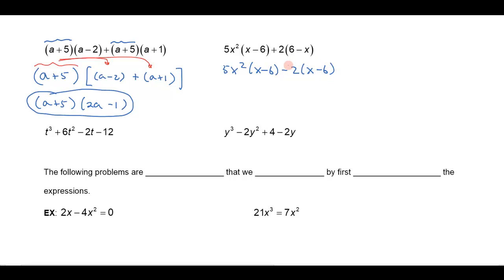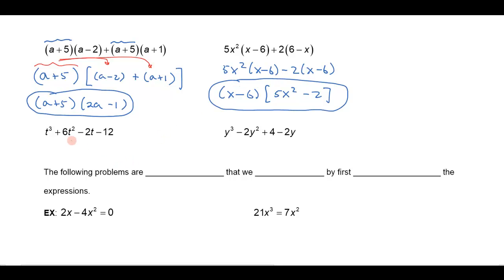Just double check. Notice if I multiply negative 2 times x, that's the same thing as 2 times negative x. And the negative 2 times the negative 6 here, that's a plus 12, and that's the same as 2 times 6 up here. So it really does work. But now that I've done that, you can see that I have a common factor of x minus 6, and then I can pull that out. And when I take the x minus 6 out of this whole quantity, I'll be left with 5x squared. And when I take the x minus 6 out of this whole quantity, I'll be left with the minus 2. Okay, and there's nothing left in here to factor, so I'm basically done there.